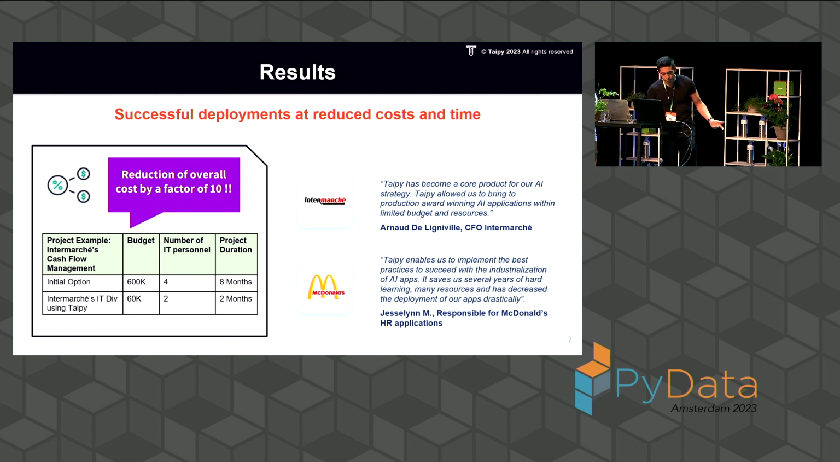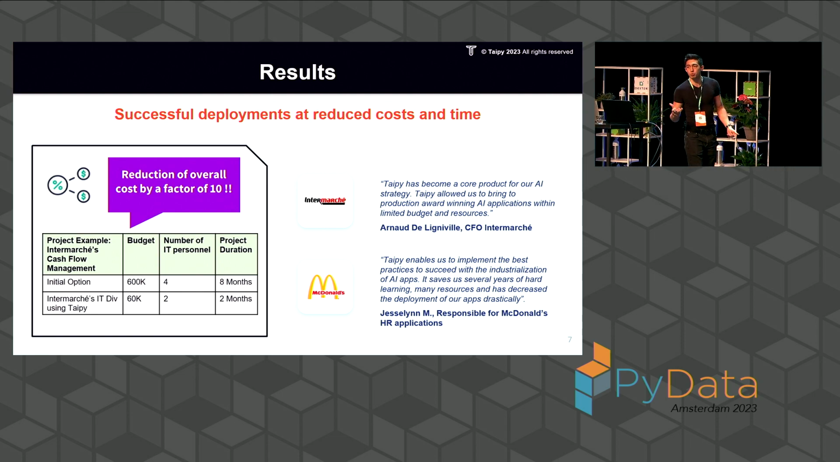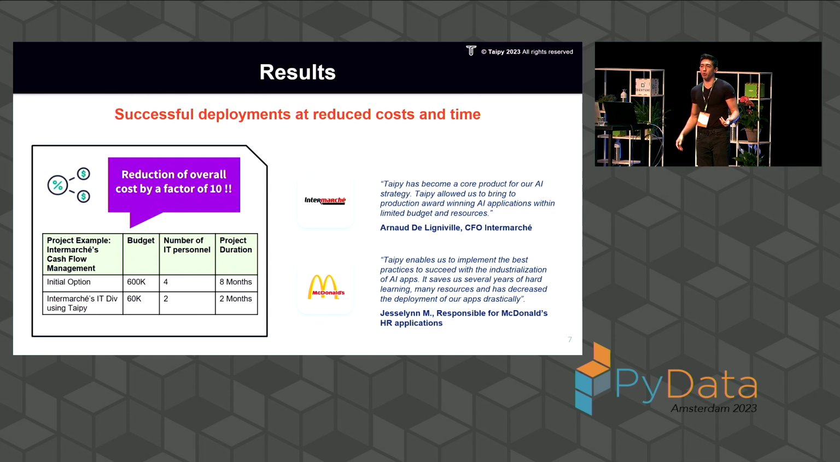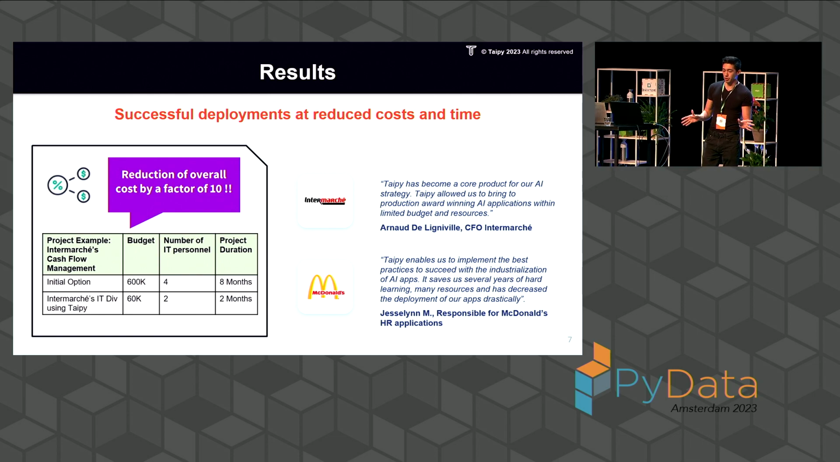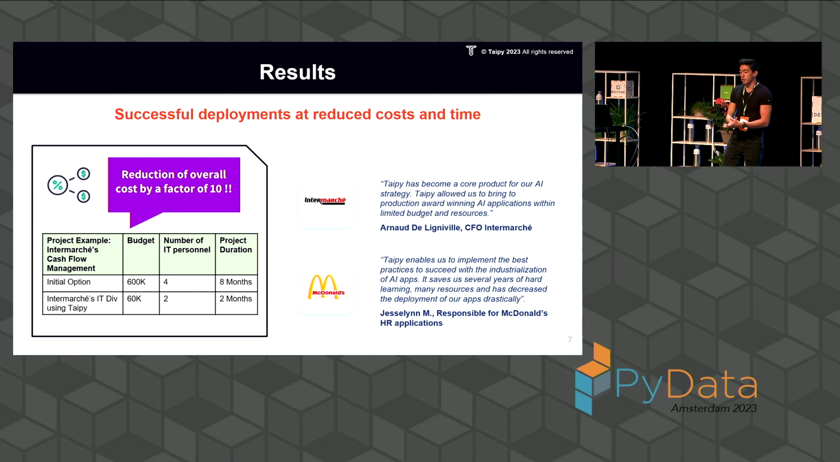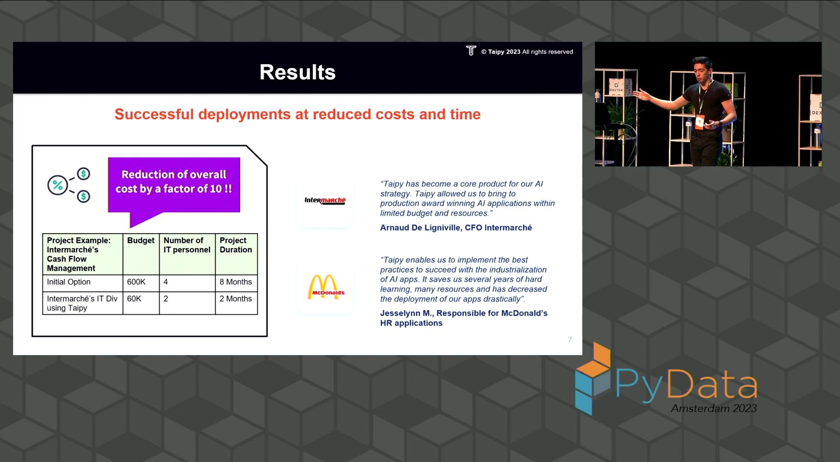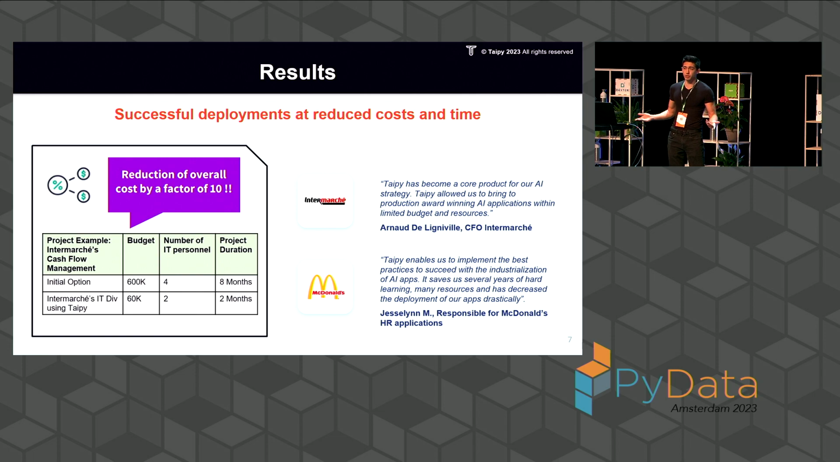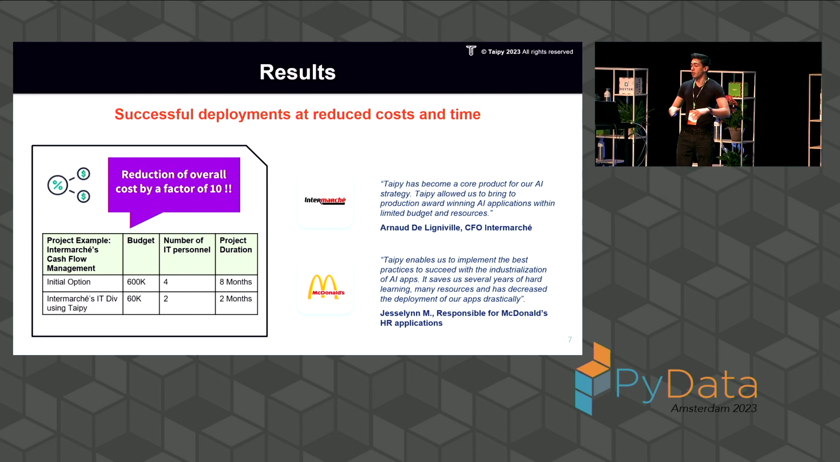Now, results. We worked with Intermarché, a big French retailer, and one of their teams wanted to create a cash flow management app. They didn't have the skills in-house to do this, so their first option was outsourcing. You hire 4 people outside your company, it takes 8 months and 600K. That's what they did, and it was fine. They had their cash flow management app, but the issue is, you spend 8 months and you spend 600K.